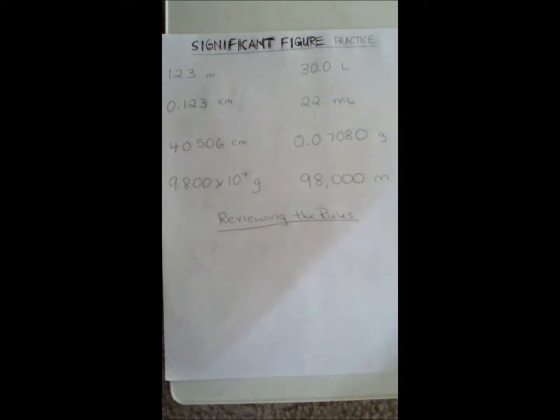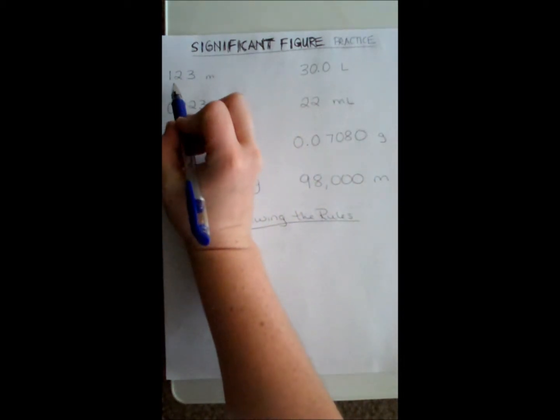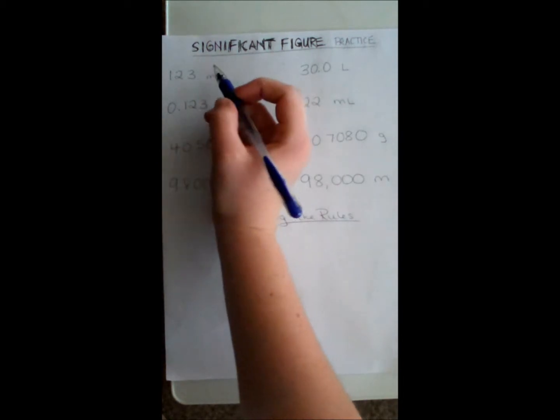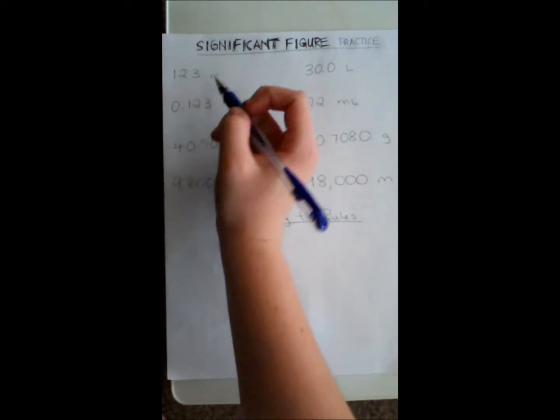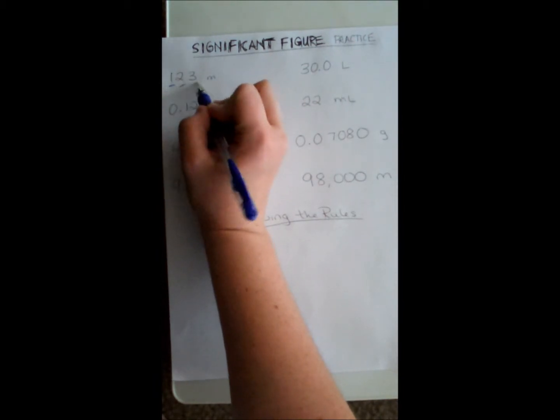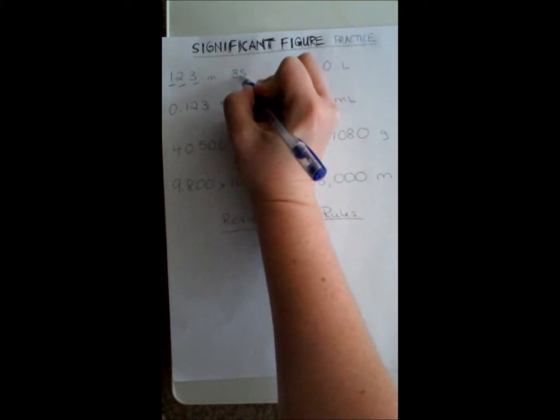In today's tutorial, we're going to look at significant figures and practice a bit and then review the rules at the end. Now, my first example is going to be 123. Now, you'll notice that there are no tricks or anything with this one. It's just all non-zero numbers, so it's going to have 3 significant figures.